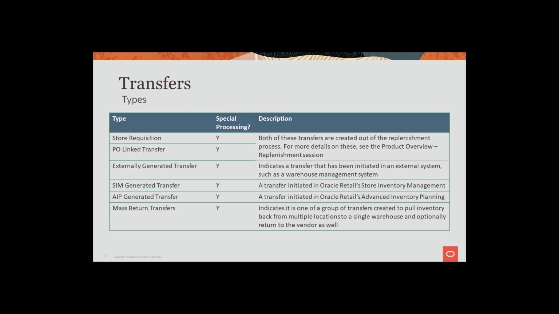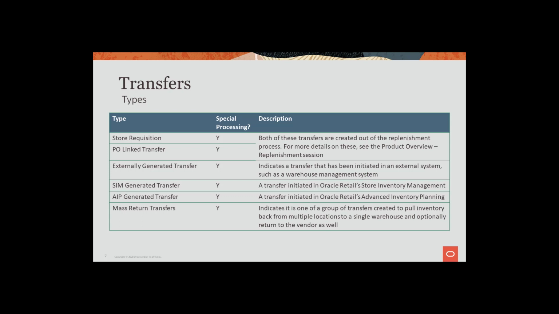Store requisition and PO link transfers indicate a transfer created out of the replenishment process. For more details on replenishment, see the merchandising replenishment section. Externally generated transfers indicate that a transfer has been initiated in an external system, such as WMS. SIM and AIP generated transfers indicate a transfer created in SIM and AIP respectively that has been interfaced to merchandising.